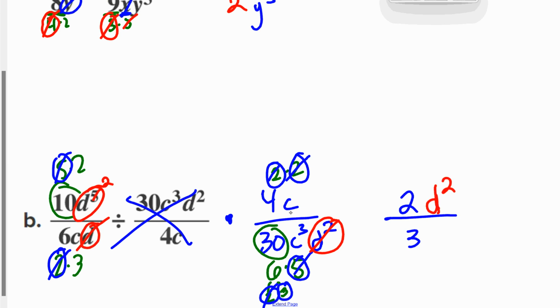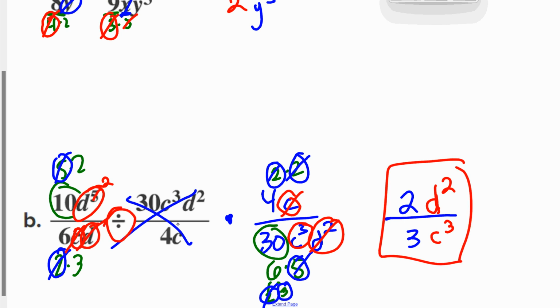And now I can look at my c's. I got 1 c on top, and I got 4 c's on bottom, right? So I can just cancel this one out. So I got 3 c's on bottom, so c cubed on bottom, and there we go. So when I'm dividing, I just flip the fraction and cancel out like terms, right? Because there's no adding or subtracting here, so I don't have to do CAB or anything like that. But when you're dividing, you're multiplying by the reciprocal.